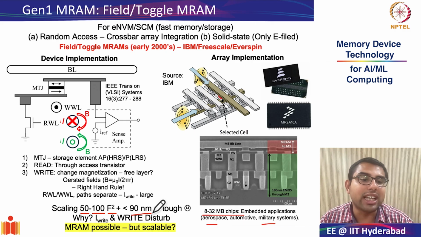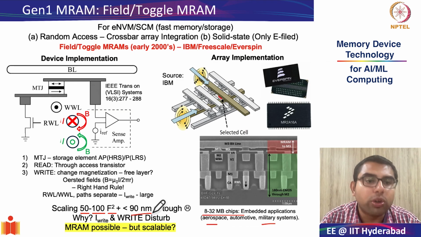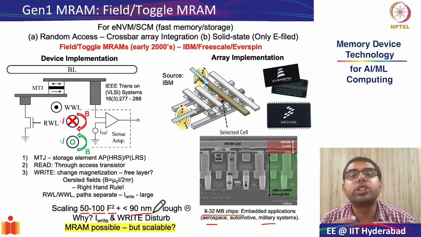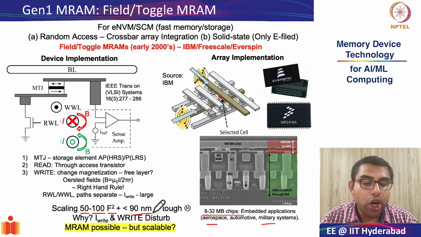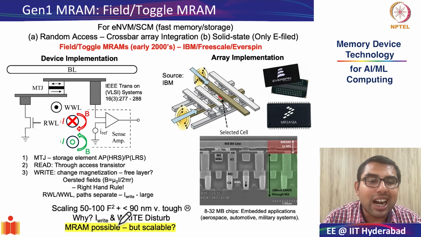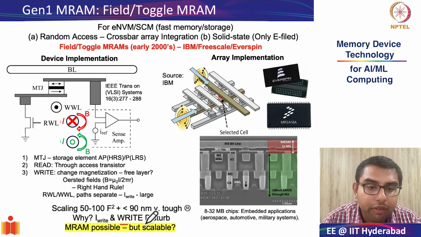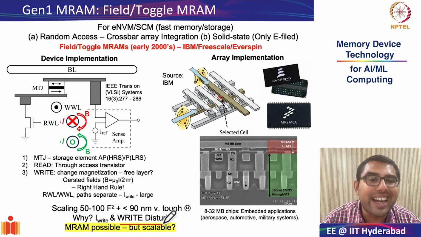Why was this the case? The primary reason was that the write currents that were being applied were so large that they were causing a lot of power consumption. Not only that, from our understanding of previous eNVM devices or non-volatile memory devices, you can understand that field or toggle MRAMs will have a huge extent of write disturb.